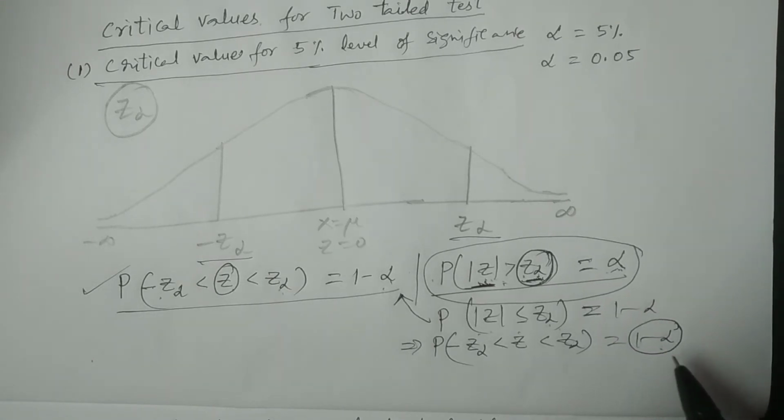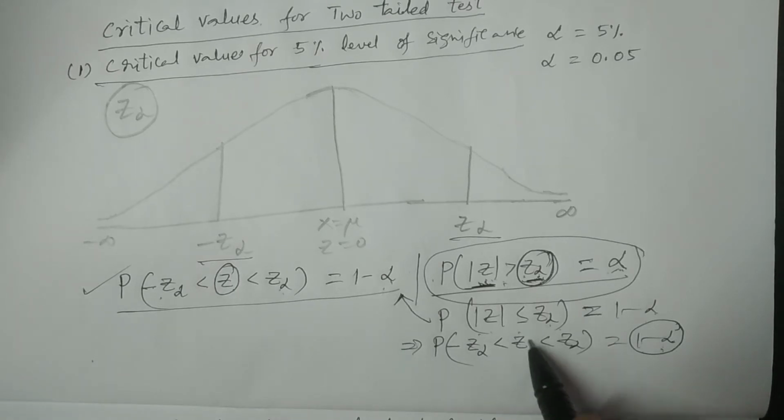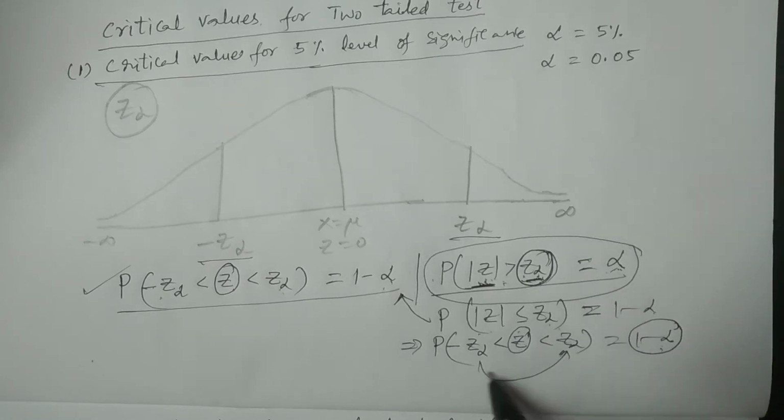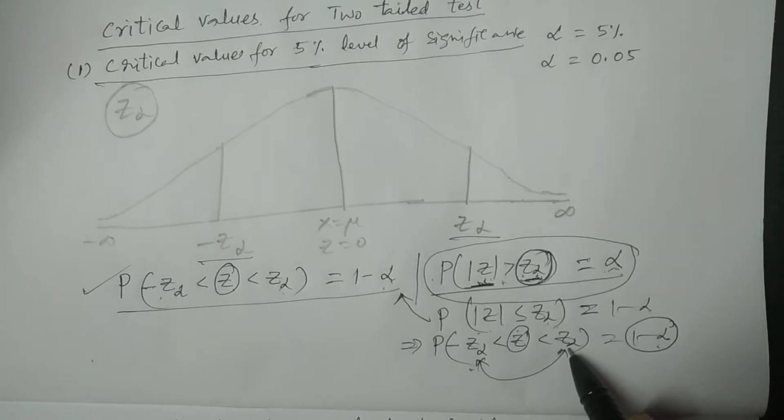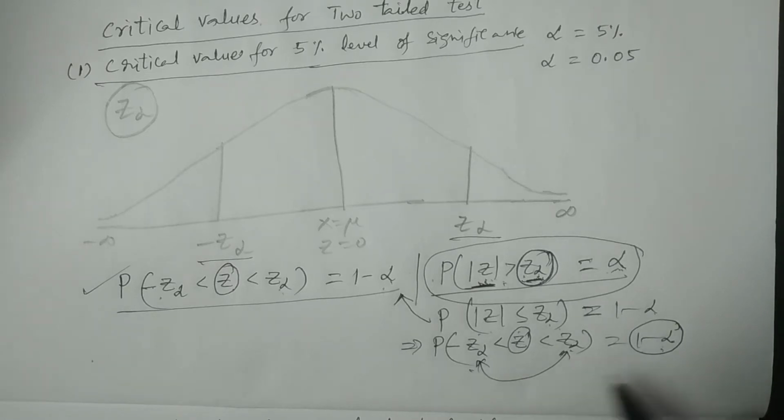This is the confidence coefficient. That is what our 95% is. If alpha is 5%, then 95% confidence limits are going to be obtained through this. 95% is nothing but the confidence coefficient. That is, 95% confidently we can say that this z lies in between these two limits, minus z alpha and plus z alpha. This is nothing but the confidence interval, minus z alpha to plus z alpha.